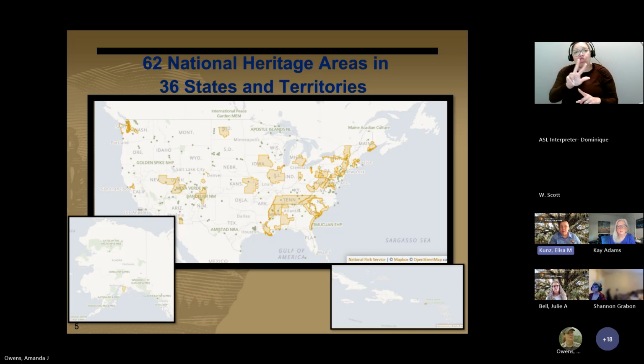In Virginia, we have three. We have Shenandoah Valley National Battlefields. We have Northern Neck National Heritage Area, and we have Journey Through Hallowed Ground.